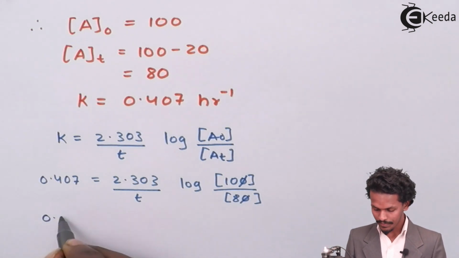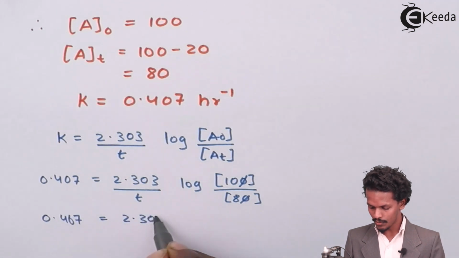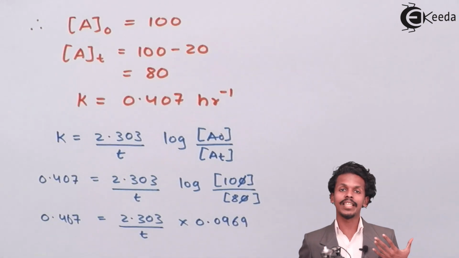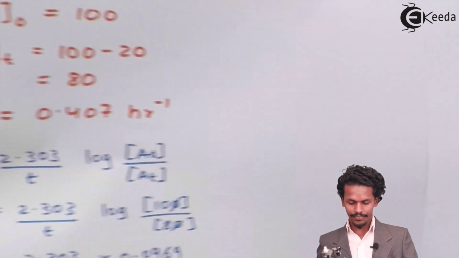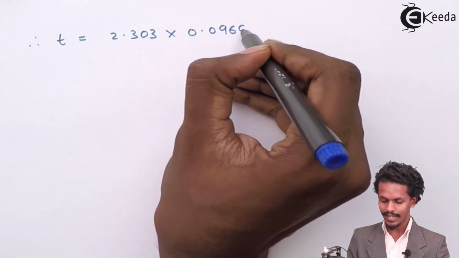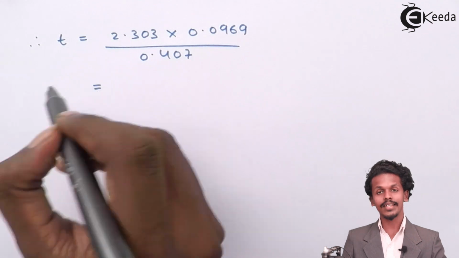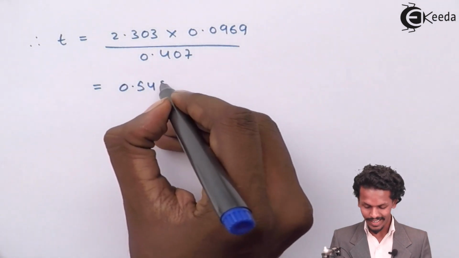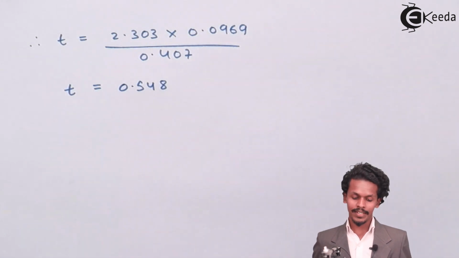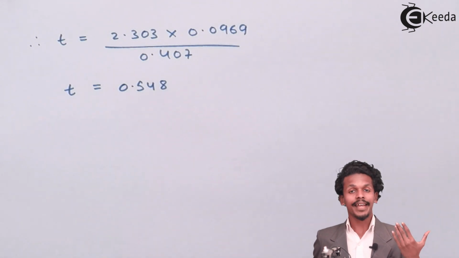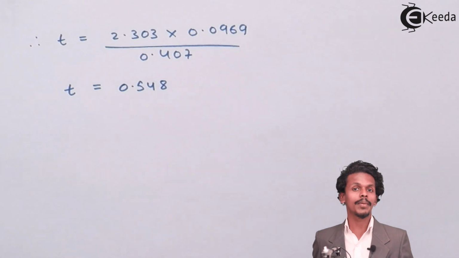So now we are putting the value of log 10 divided by 8, and we get a value of 0.0969. So ultimately we have to find the value of T. Therefore T is equal to 2.303 into 0.0969 divided by 0.407. The value of this calculation will be 0.548. But again, what would be the unit of this? This is time, and the half-life was given in hours, and based on that we calculated the rate constant, which was in hour inverse. So this time will be in hours only.